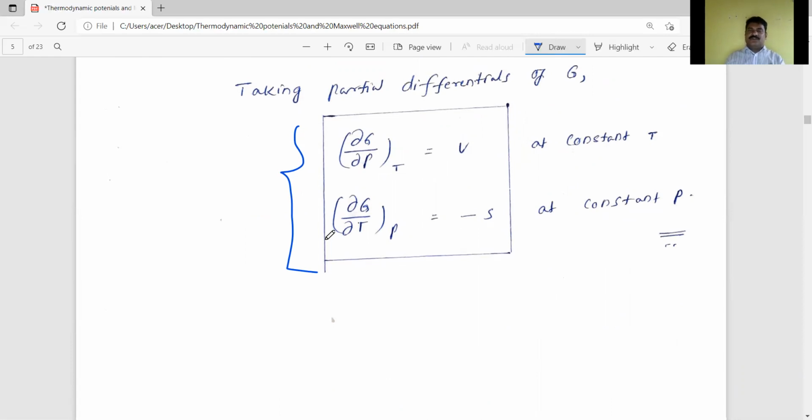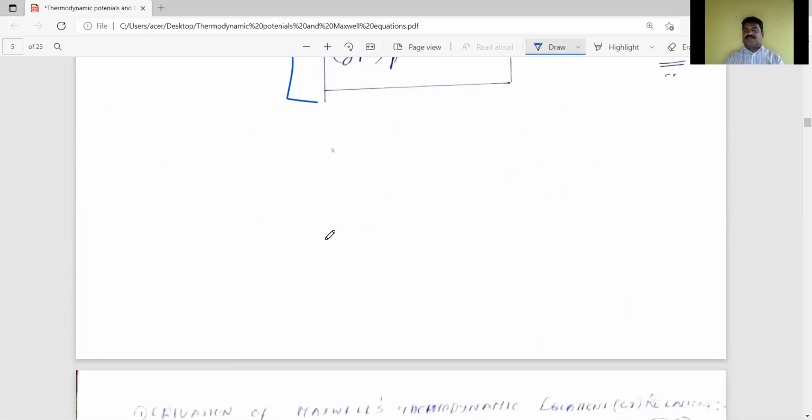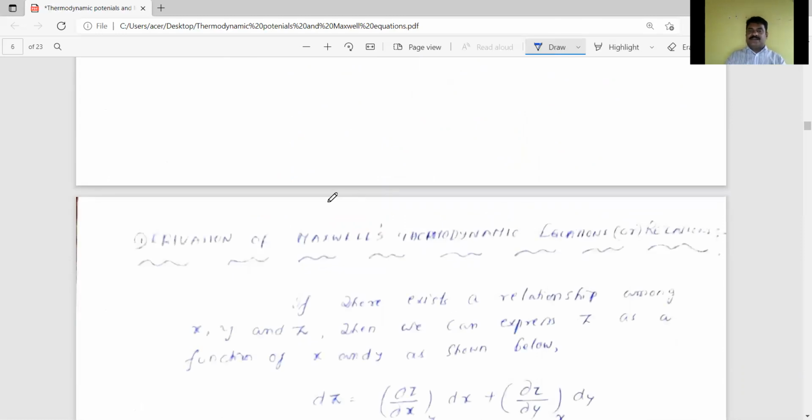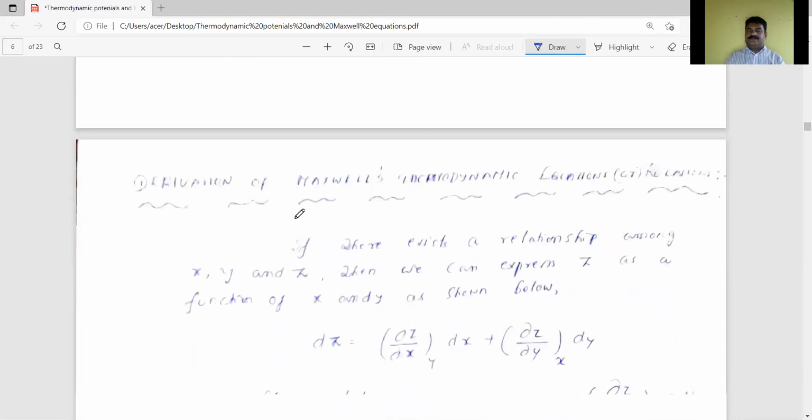Okay, after that, we go for Maxwell's equations. How can Maxwell's equations be derived? By using Maxwell's equations, one can derive any sort of equation, and explain any sort of equation related to thermodynamics. That is the advantage of Maxwell's equations. So, how can these Maxwell's equations be derived?